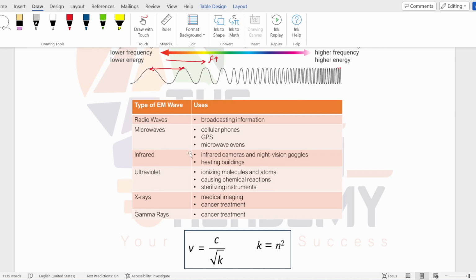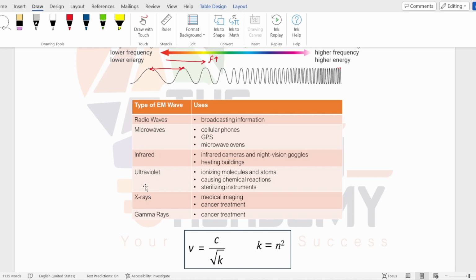Microwaves, they are used in cellular phones, GPS, microwave ovens. Infrared, they are used in infrared cameras and night vision goggles. Heating buildings. طبعا احنا لازم نذكر انه الانفراريد دائما هي اللي بتحمل فعليا الحراره، اللي هو الهيت انرجي موجوده دائما عندنا بالانفراريد. And as we go from there, now these waves are harmful to human beings اللي هم الالترا فايوليت الاكس راي والجاما ريز. لكن radio waves والمايكروويفز والانفراريد they are not harmful to humans.